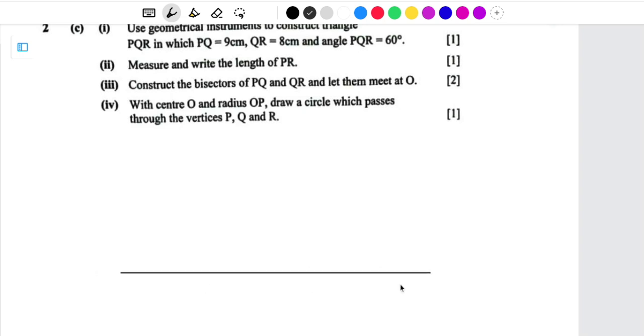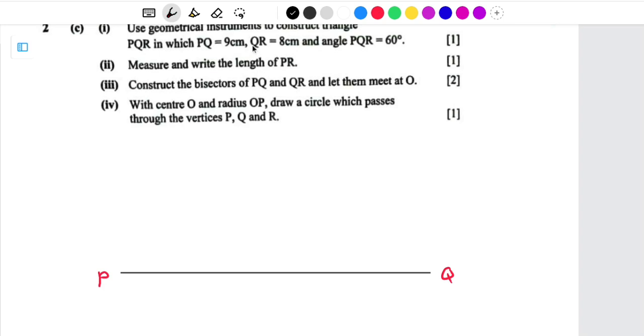So let's just imagine that this is 9 centimeters. So what am I having now? I'm having my P here and my Q here. No need of you indicating that this is 9 centimeters. Even if you indicate 9 centimeters, when they are marking, they are going to measure. So if they find that this is not 9 centimeters, they are going to mark it wrong. So no need of you indicating to say this is 9 centimeters.